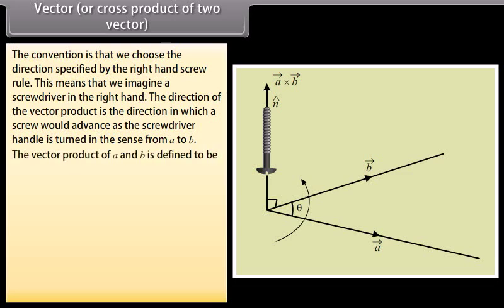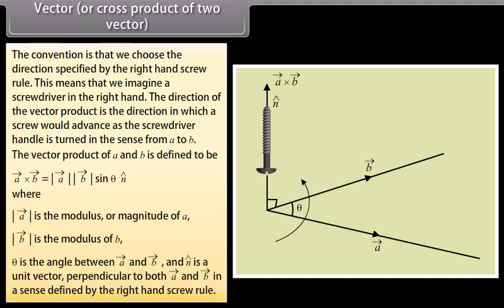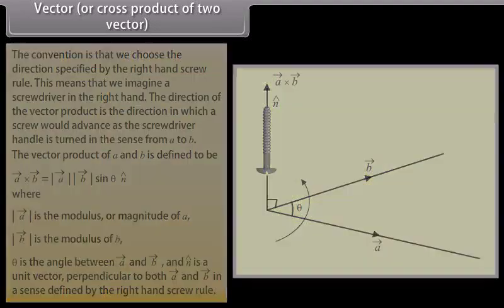The vector product of A and B is defined to be vector A cross vector B equals the magnitude of vector A times the magnitude of vector B times sine of theta in the direction of n cap, where the magnitude of vector A is the modulus of A, the magnitude of vector B is the modulus of B, theta is the angle between vectors A and B, and cap n is a unit vector perpendicular to both vectors A and B in a sense defined by the right-hand screw rule.